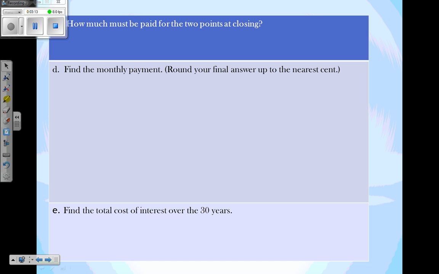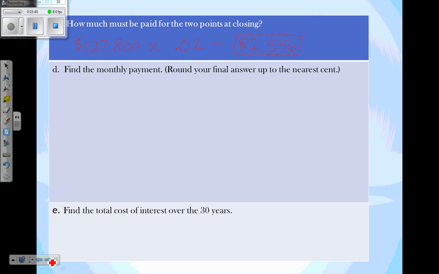Now, how much of this must be paid for the 2 points at closing? A point is 1% of what you're borrowing. So if you're going to pay 2 points, you need to pay basically 2%, which would be $127,800 times 0.02. And when I multiplied that on my calculator, I got $2,556. So that answer is for part C of part 1.